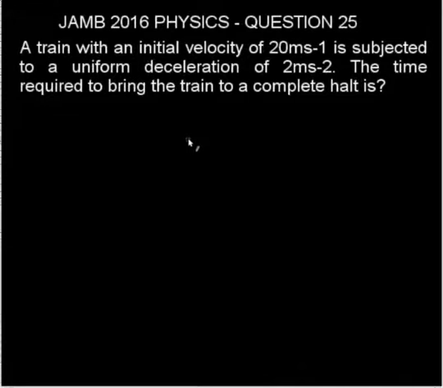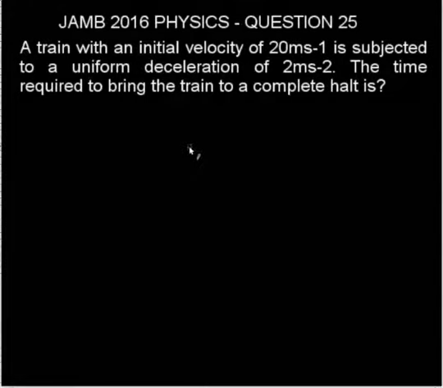We are looking at question 25 of the JAMB 2016 physics exams. The question says a train with an initial velocity of 20 meters per second is subjected to a uniform deceleration of 2 meters per second squared. The time required to bring the train to a complete halt is dash.